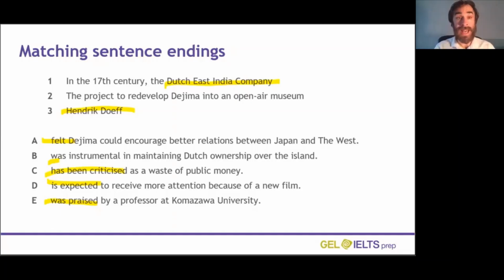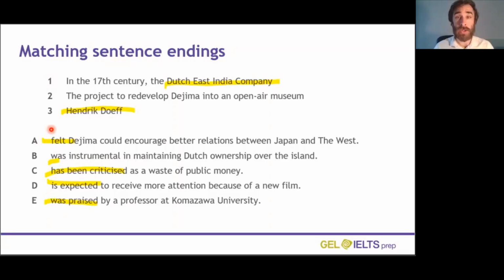So in this case, A could only go with a person or an organization. The verb is felt, which is the past simple of feel. A person can feel something, and an organization can feel that something is true, for example. A project, from number two, cannot feel something, so it must be a person or organization. This means that we know A could only go with 1 and 3. So this is helping us to narrow down our options for when we read the text.